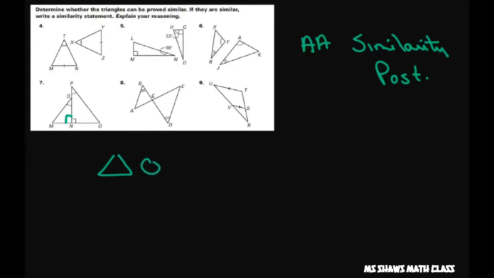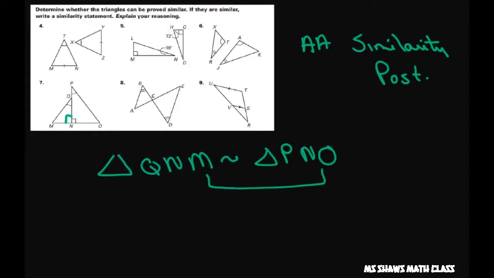In number 7, we also have 2 angles that are similar. So by the angle similarity postulate, the 2 triangles are similar, and our similarity statement would be triangle QNM is similar to triangle PNO. So just make sure you match it up. You don't have to write exactly the way I did. Just make sure you match up the angles.